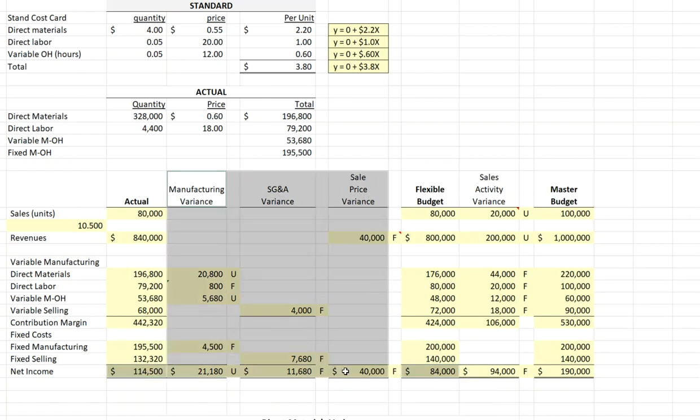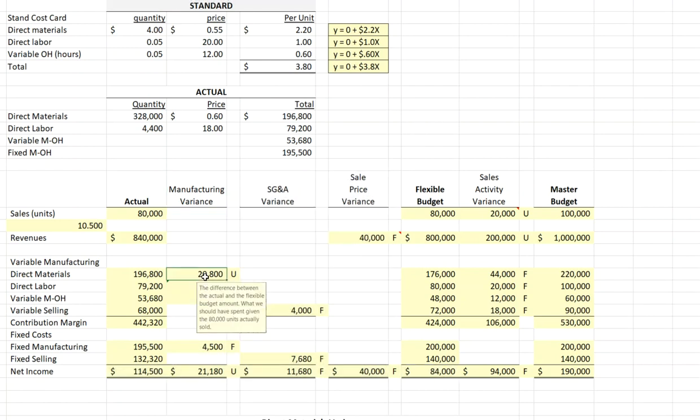In our variance report, we break these out into separate columns. We could have combined them into a single column just as well. The next exercise we consider will evaluate these $20,800 direct material variance, our direct labor variance, and our variable manufacturing overhead variance. We will break these down into price and quantity variances.